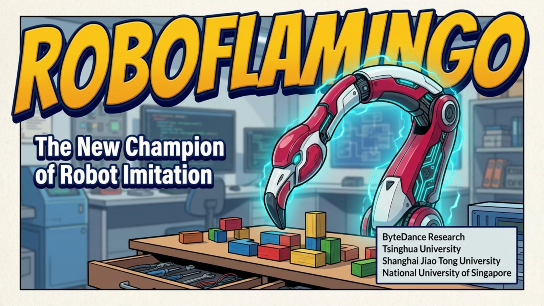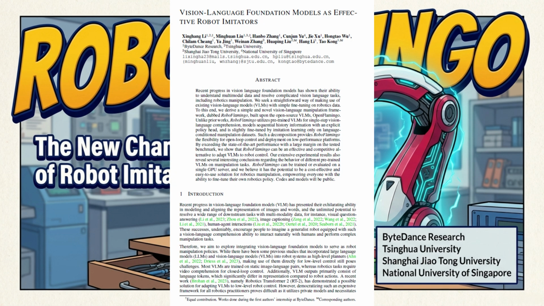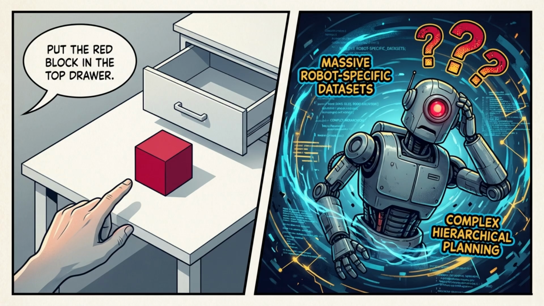Welcome to this deep dive into RoboFlamingo, a groundbreaking vision-language foundation model that's transforming how robots learn to manipulate objects. If you've ever wondered how we can teach robots to understand human instructions and perform complex tasks, this paper has some fascinating answers. Imagine telling a robot to pick up a red block and put it in a drawer, and the robot actually understanding and executing that command.